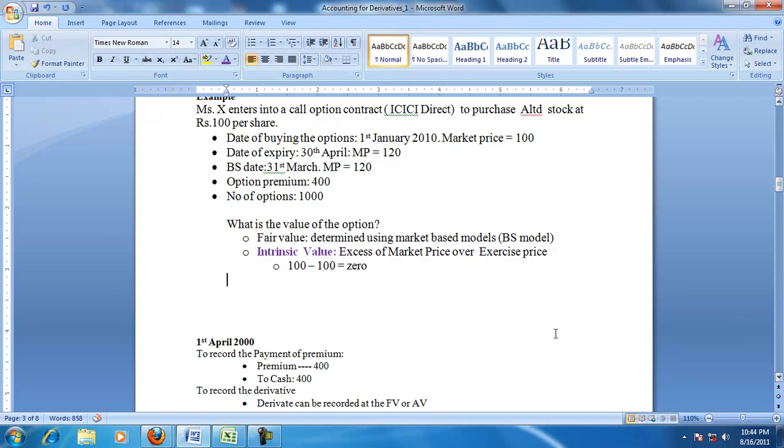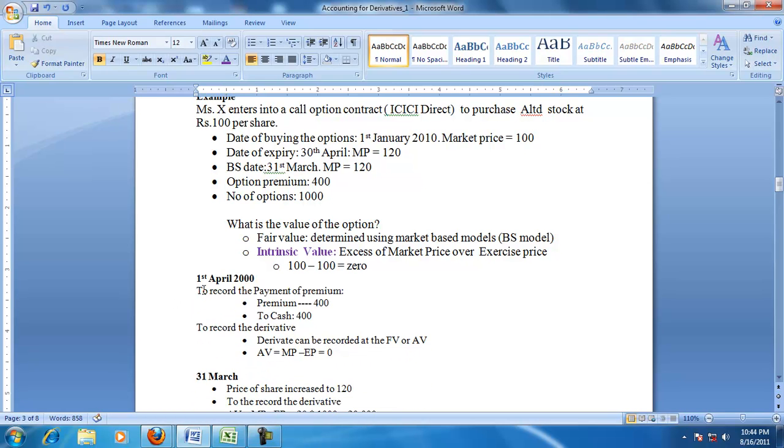intrinsic value is 0. So what will happen? The accounting treatment on the date of the transaction: we just record the premium paid. The premium is an expense, and there is a cash outflow. And for the derivative, since we have already seen that the intrinsic value is 0, no transaction will appear on the balance sheet on this date.